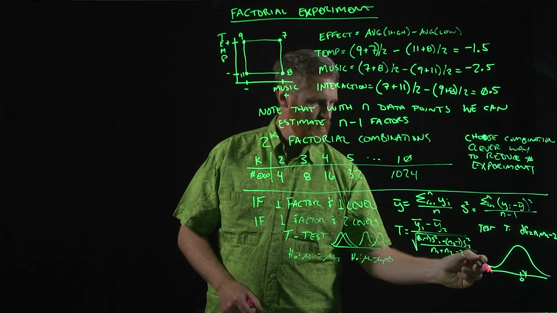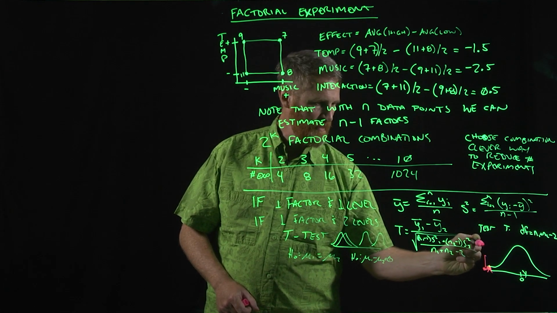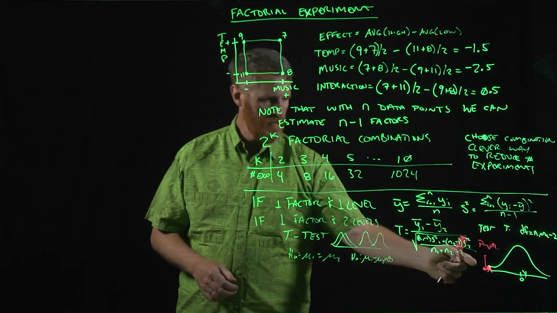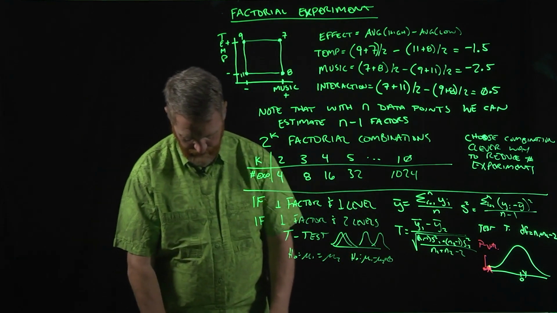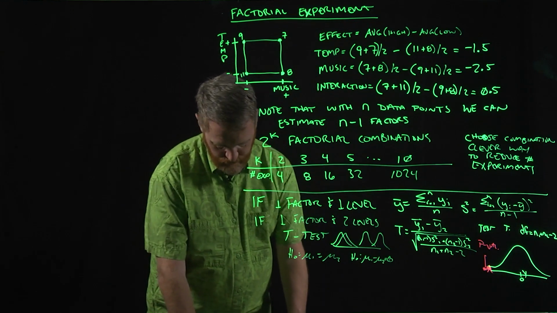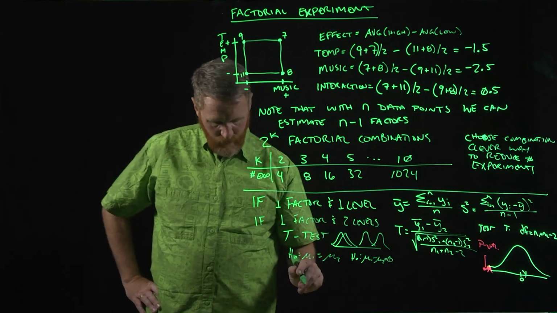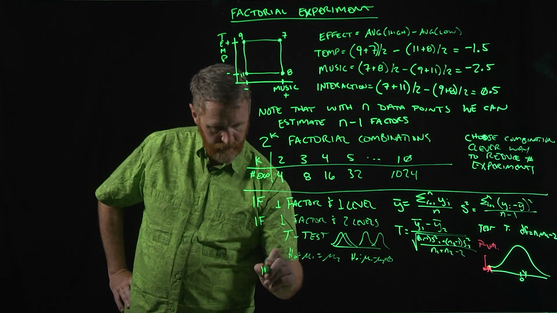And the way we do that is we take the area under the curve, and that area under the curve is called a p-value. And if it's very, very small, then the smaller it is, the further in the tail it is, the less I believe it. Okay, so that's what we're going to do if we have one factor and two levels. Okay, what happens if we have one factor and three levels?